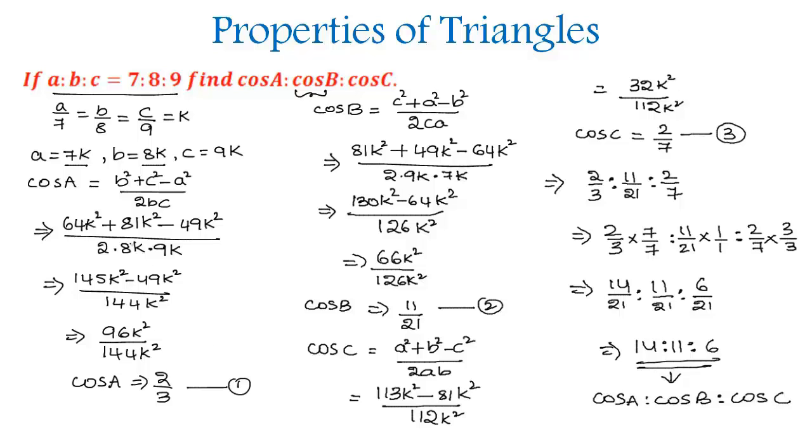Make a note of the cosine rule, which is cos A equals (b² + c² - a²) divided by 2bc, as this rule is important in solving examples in our next videos.